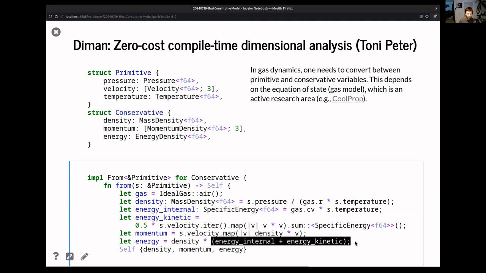Now, what would happen, for example, if we forgot the parentheses around this piece? So density for a lot of gases is kind of close to 1. If you were dealing with a low speed flow, the kinetic energy would be relatively small. So if you forgot the parentheses and you were working in SI units, you might not notice that the answer is wrong. If you're just using regular F64, you're not going to get any compile time error message when you lose those parentheses. You're just going to get a slightly wrong result, but you might not know that it's wrong.